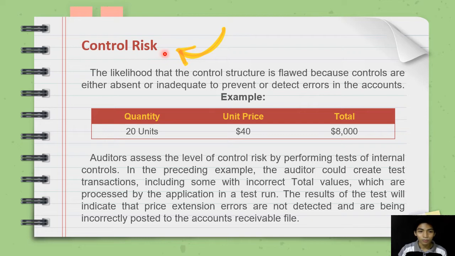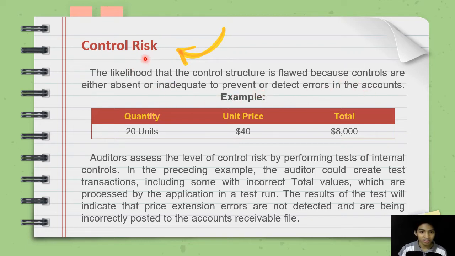For number two, we have the control risk. This control risk is the likelihood that the control structure is flawed because controls are either absent or inadequate to prevent or detect errors in the account.